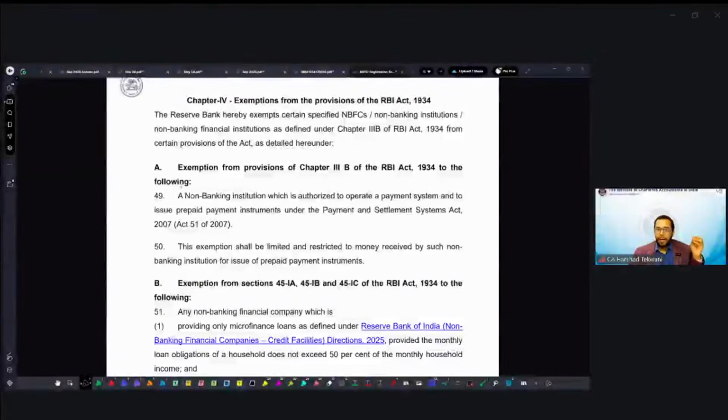Basically, there is a chapter 4 in the existing regulations which talks about the exemptions. They are not part of the NBFCs, even though they may qualify for the definition, but they are specifically told: okay, do not look over here, go somewhere else, to your regulator.